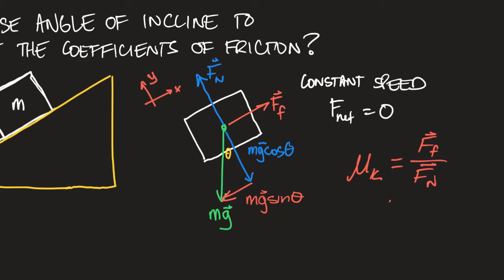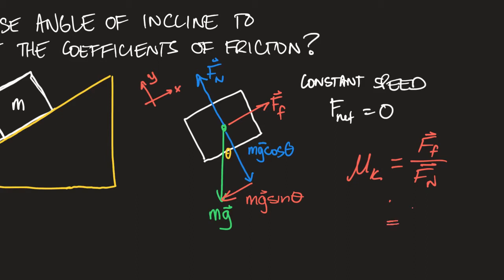It's going to equal this x component of the gravitational force. And we also know the normal force is just going to equal this mg cos theta. So can't we just substitute these values into this kinetic friction formula? We can. Let's see what happens if we do that.